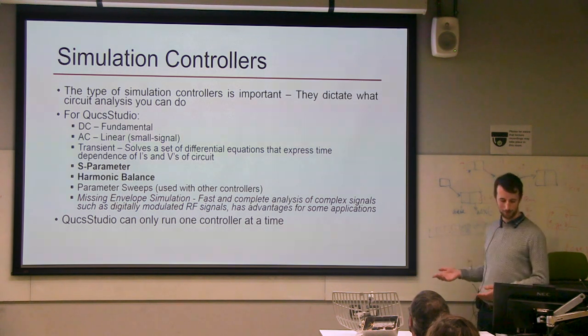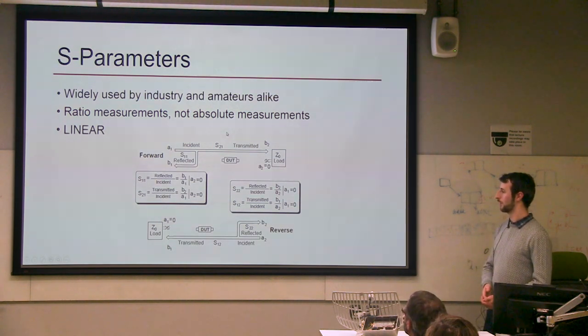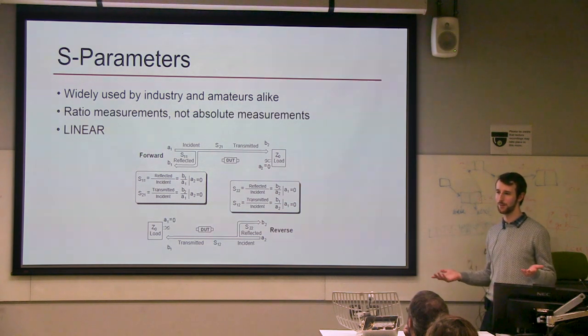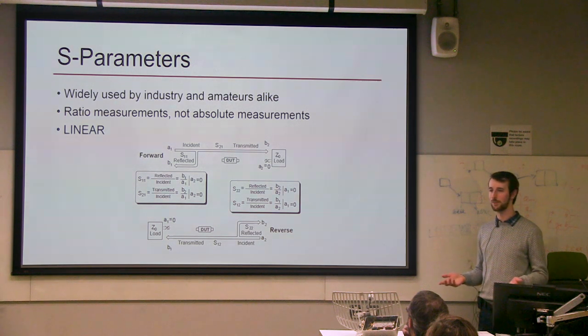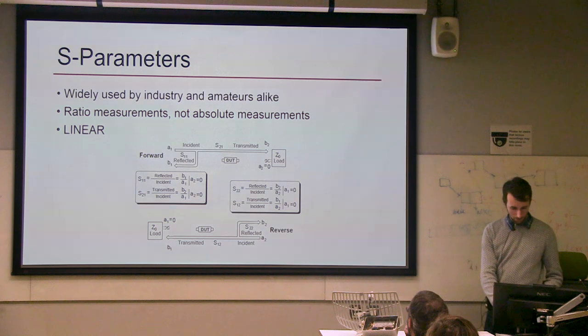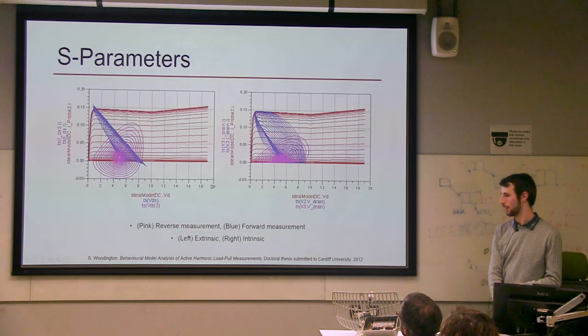The only problem with S-parameters is they're linear, and also they're ratio measurements. So you don't know what's going on internally with your S-parameter measurements. It's a black box, which is great for your company because you can't see inside your design. But for the amateur radio designer, you want to know a bit more, ideally. But one thing to demonstrate why it's linear, or a result of it.